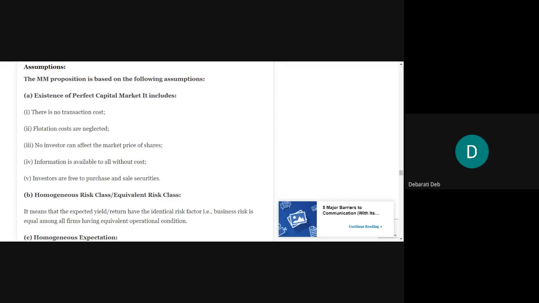Fourth is information is available to all without cost, which is also not true. Their assumption says that information which is flooding in the market is available to all. It is not so, right? How are you going to know the information related to the change in repo rate, which is going to come tomorrow? You can't know, right? As an investor, as an individual, you can't know. But their assumption says that information is available to all, and that too without any cost.